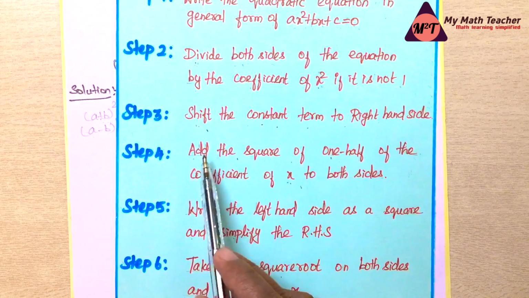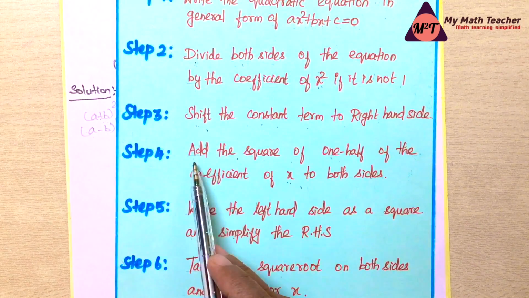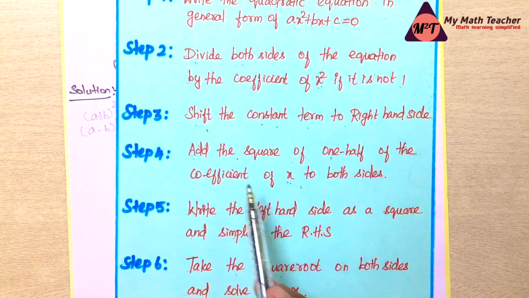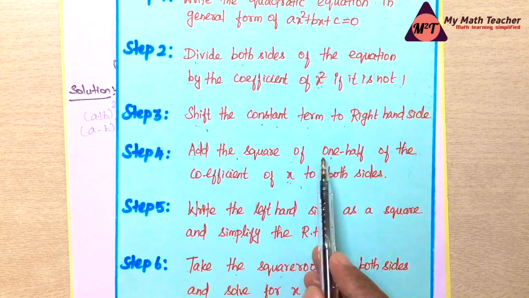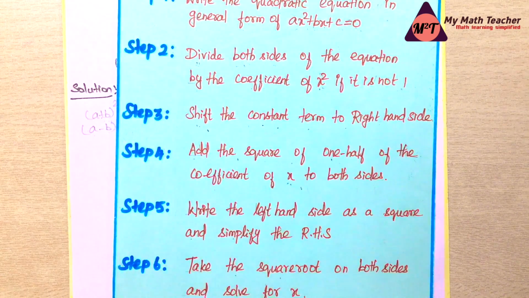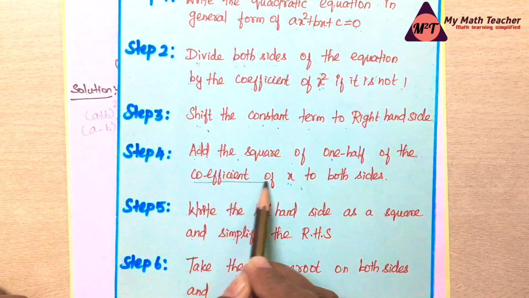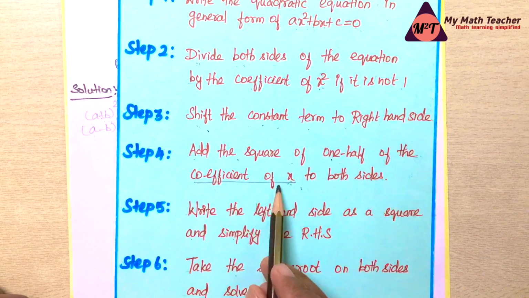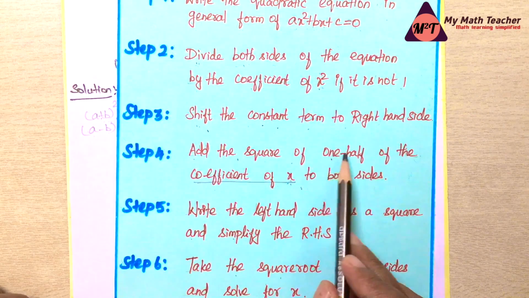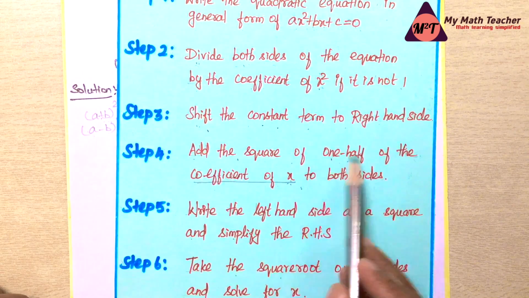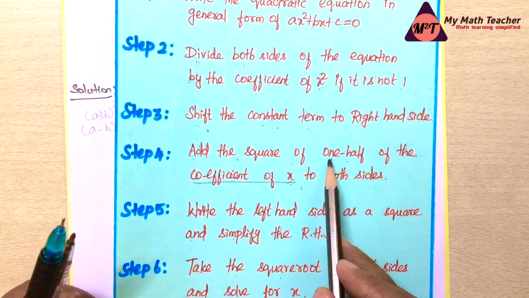This is the most important step. You have to be very careful while you are doing this. Add the square of 1/2 of the coefficient of x on both the sides. Here you have to first of all find the coefficient of x and you have to divide it. Make it half means what? We have to divide by 2. So let us do this part.